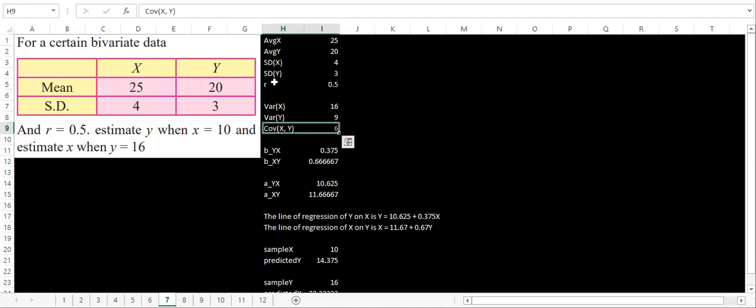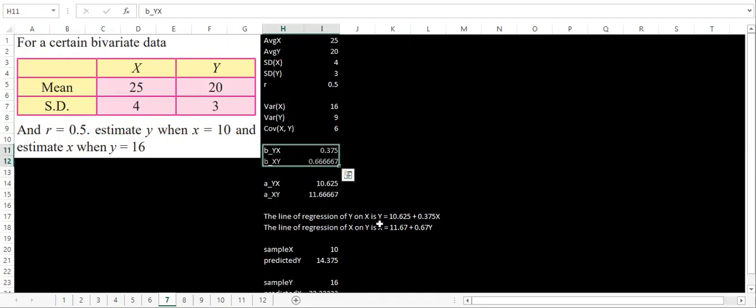Instead, what we can do is find the product of these three quantities, because remember, this is the alternate formula for the covariance. It is nothing but the correlation coefficient r multiplied by the product of the standard deviations. So if you multiply 4, 3 and 0.5, the value that you get is 6. So that's the covariance. And once we have the variance and covariance, you can go ahead and do the same drill to find the regression coefficients of both the equations and the constants for both the equations using the averages, of course, and the regression coefficients.